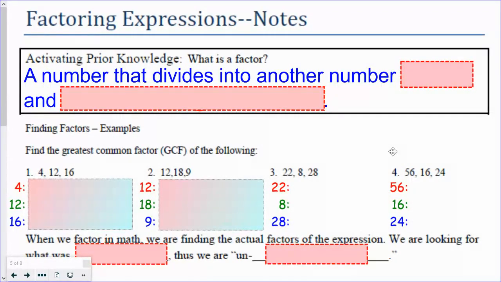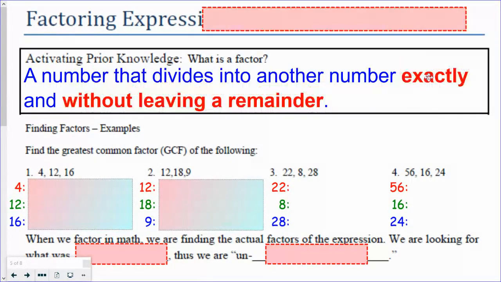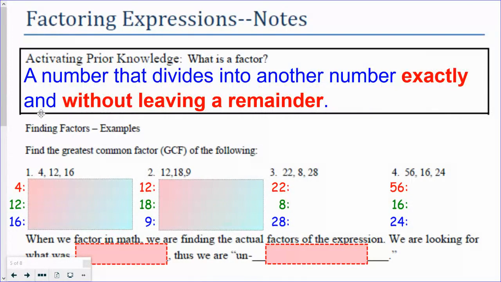Factoring expression notes. Let's activate our prior knowledge. What is this building onto? A factor is a number that divides into another number exactly and without leaving a remainder. We've talked about factors before. They're different than multiples. These are the numbers that you multiply to get a number.